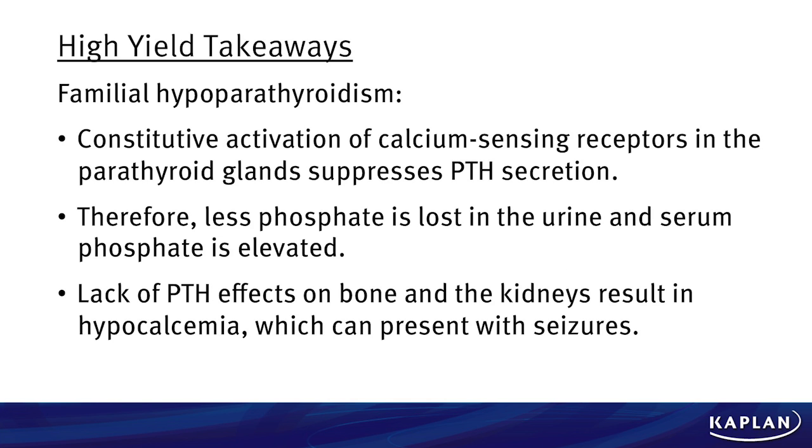High-yield takeaway points for familial hypoparathyroidism. There's a constitutive or constant activation of the calcium sensing receptors in the parathyroid glands which suppress parathyroid hormone secretion. Therefore, there will be less phosphate lost in the urine, and serum phosphate levels will be elevated. The lack of parathyroid hormone affects both the bone and kidneys and results in hypocalcemia. Hypocalcemia can lower the seizure threshold and result in a clinical presentation with seizures.